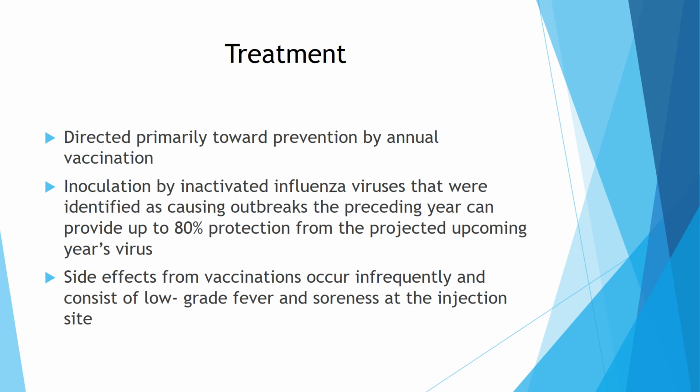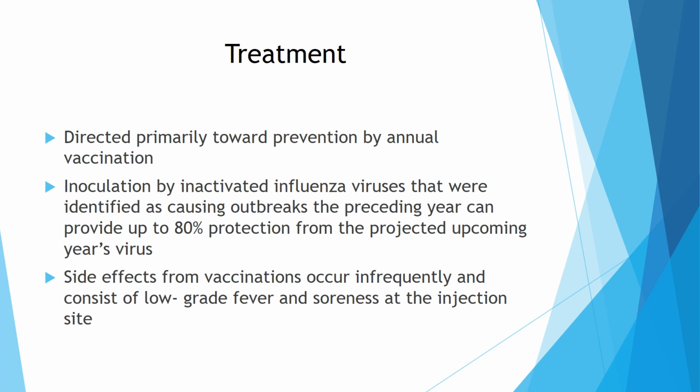Inoculation by inactivated influenza viruses that were identified as causing outbreaks the preceding year can provide up to 80% protection from the projected upcoming year's virus. So this means that the flu shot that you get this year is giving you 80% protection from the flu strain that was last year. So the influenza vaccine is based on the flu that we had last year. It is giving you 80% protection for this year.